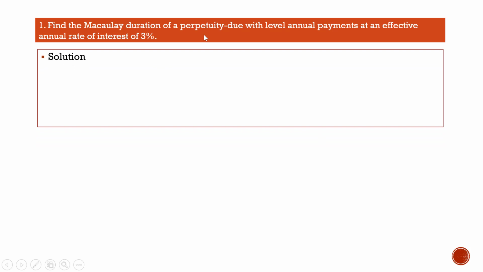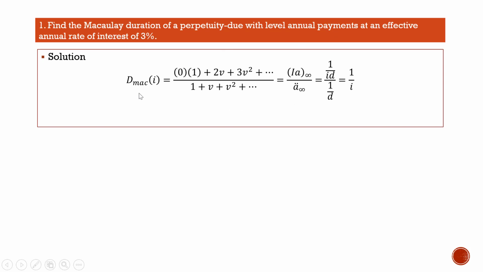For this perpetuity with level annual payments, the Macaulay duration is the summation of t v to the t a_t over the summation of v to the t a_t. So in the front, at time 0, we have the cash inflow $1. So t is 0 and a_t is 1, and this is v to the 0. Then for time 2, t is 2, the $1 is a_t, and v is the present value of $1, and so on.